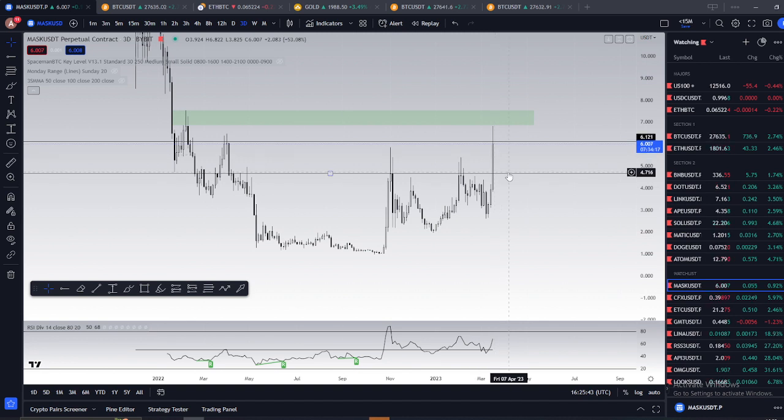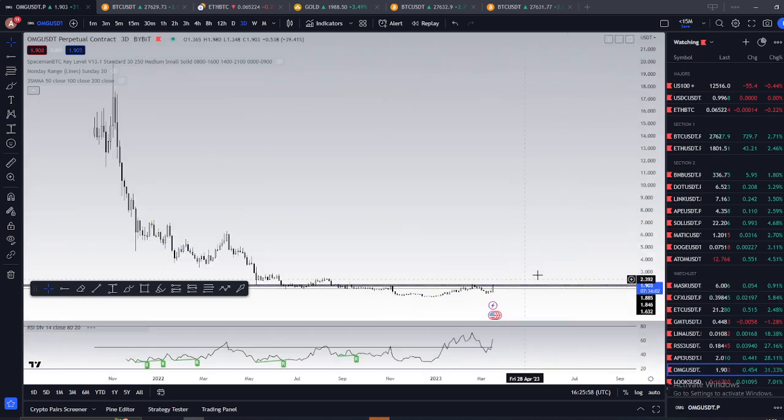So you don't need huge size because even like $100 would make you a $10 gain. So 1,000 would make you $100 gain. So it's these kind of things I like to look at. And then what tends to happen is it just adds the coins that I choose into my watch list. So you can see OMG's one that I'm looking at.